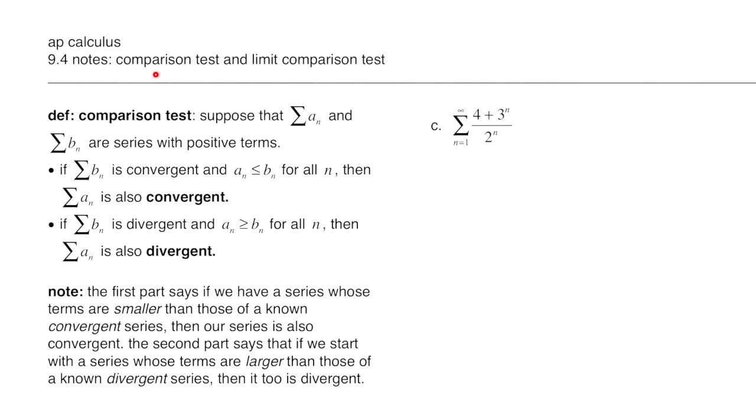In this video, we're going to cover the comparison test and the limit comparison test. First, for the comparison test, it says suppose that we have sigma of a sub n and sigma of b sub n are series with positive terms.